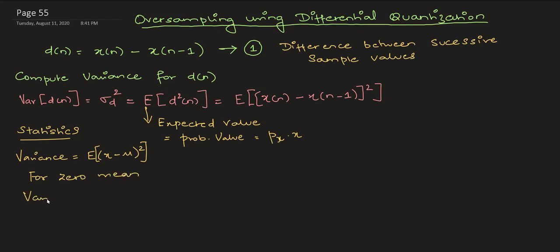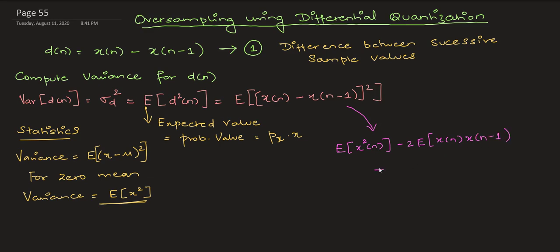When I expand x of n minus x of n minus 1 in the form of a minus b the whole square, I get a square plus b square minus 2ab. If you look here, e of x square of n is going to be the variance of my signal x of n, and e of x square of n minus 1 is going to be the variance of my signal again. So that can be represented by sigma x square.